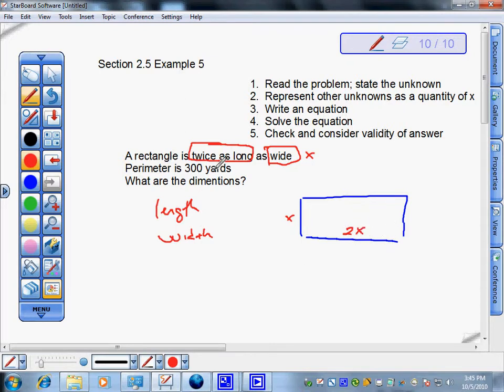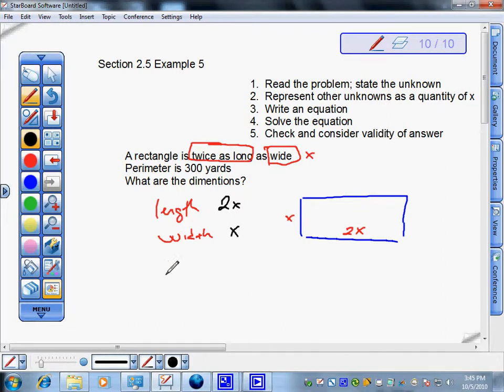The perimeter is 300 yards. So first off, we read the problem and stated the unknown. I don't know the length and width, but I said let's let the width be x, and then we established this other unknown as a quantity, so we called it 2x.